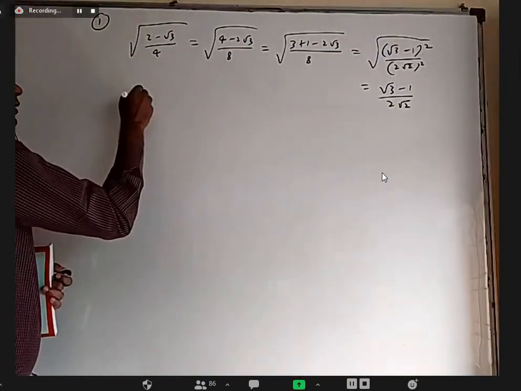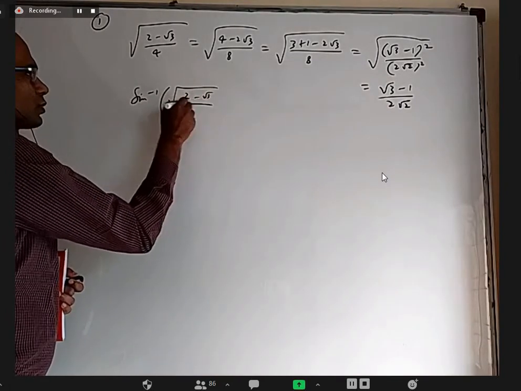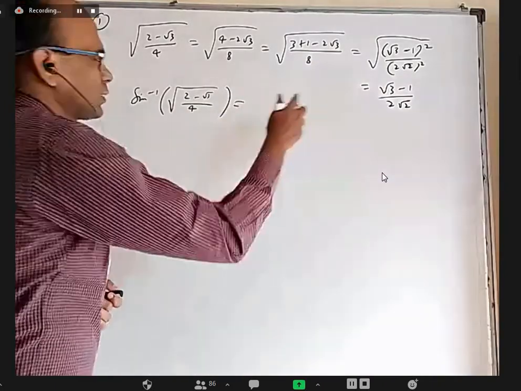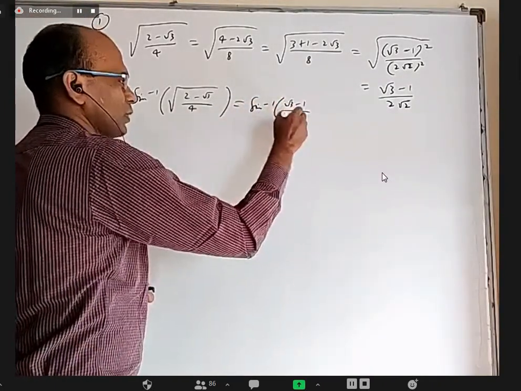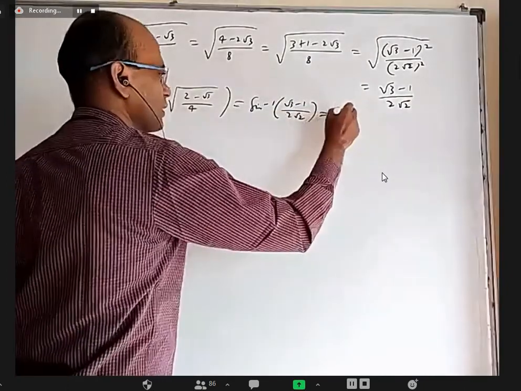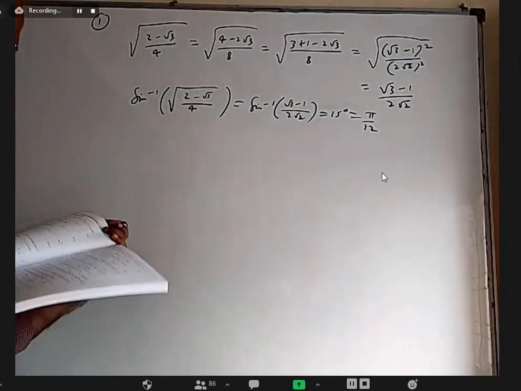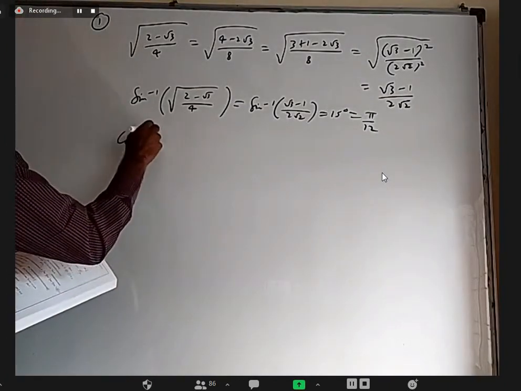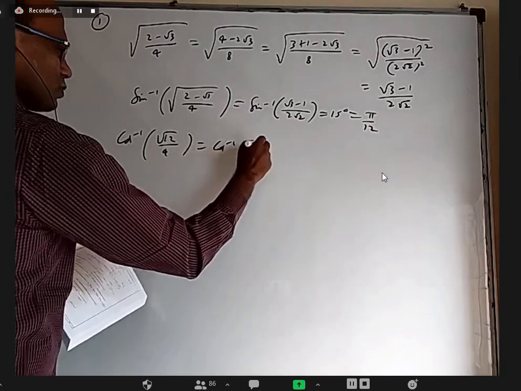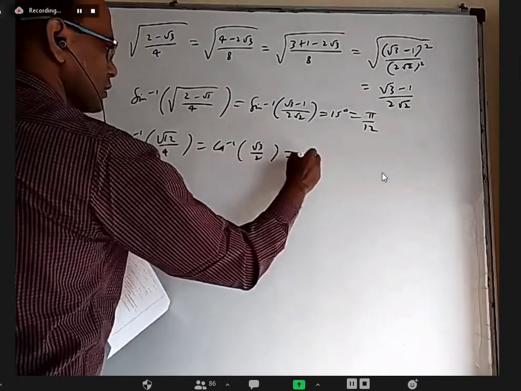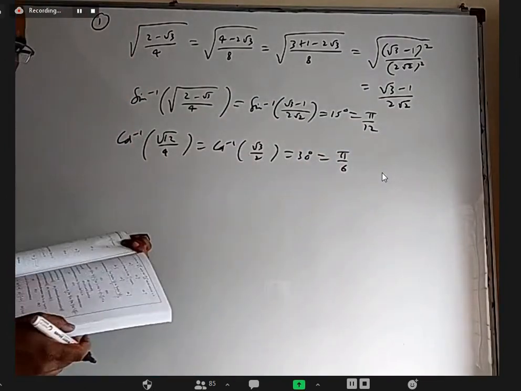So when you take sine inverse of square root of 2 minus root 3 by 4, it is basically sine inverse root 3 minus 1 by 2 root 2, which is 15 degrees. In radians, it is pi by 12. Cos inverse root 12 by 4 is same as cos inverse root 3 by 2, which is 30 degrees, pi by 6. So root 12 you can write 4 into 3.